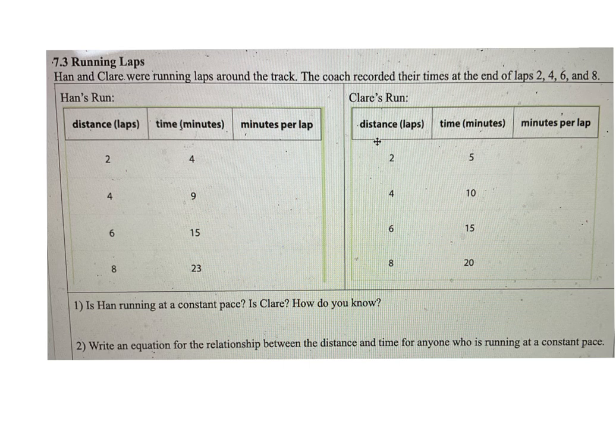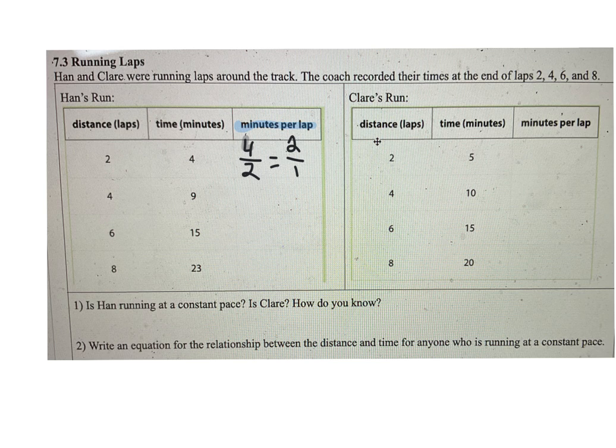All right, Han and Claire were running laps around the track. The coach recorded their times at the end of laps 2, 4, 6, and 8. So for Han's run, we want to calculate his minutes per lap. So he ran 4 minutes in a distance of 2 laps, which is 2 minutes for 1 lap.